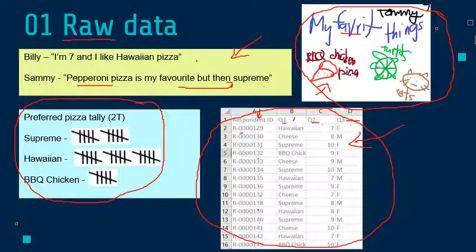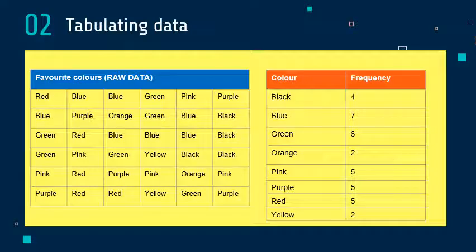So this idea that raw data really can come in many different forms. And the idea today is we're going to put that into tables to make it a lot easier to manipulate, to move around, and to make sense of it. Okay, so now you know what raw data is. Let's look at tabulating it, or putting it into a table.